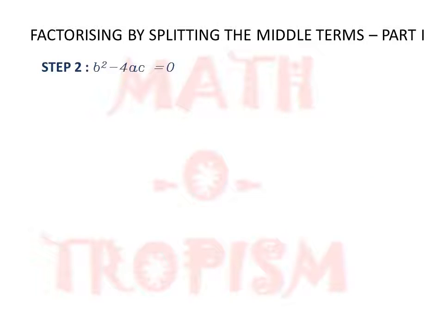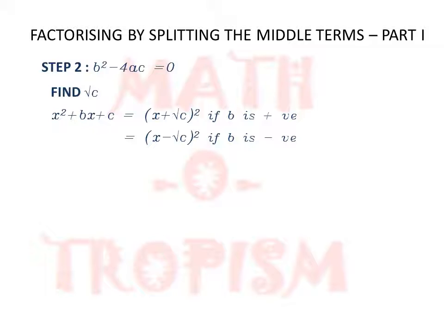So when b square minus 4ac is equal to 0, it means I just need to find root of c. Root of c means I just need to find the square root of the constant term alone. So if I find that, next what you should see is the middle term. The b term, if it is positive, just write answer as x plus root c the whole square. If the middle term, b term, coefficient of x is negative, put it as x minus root c the whole square. That's it, and the sum will be solved.